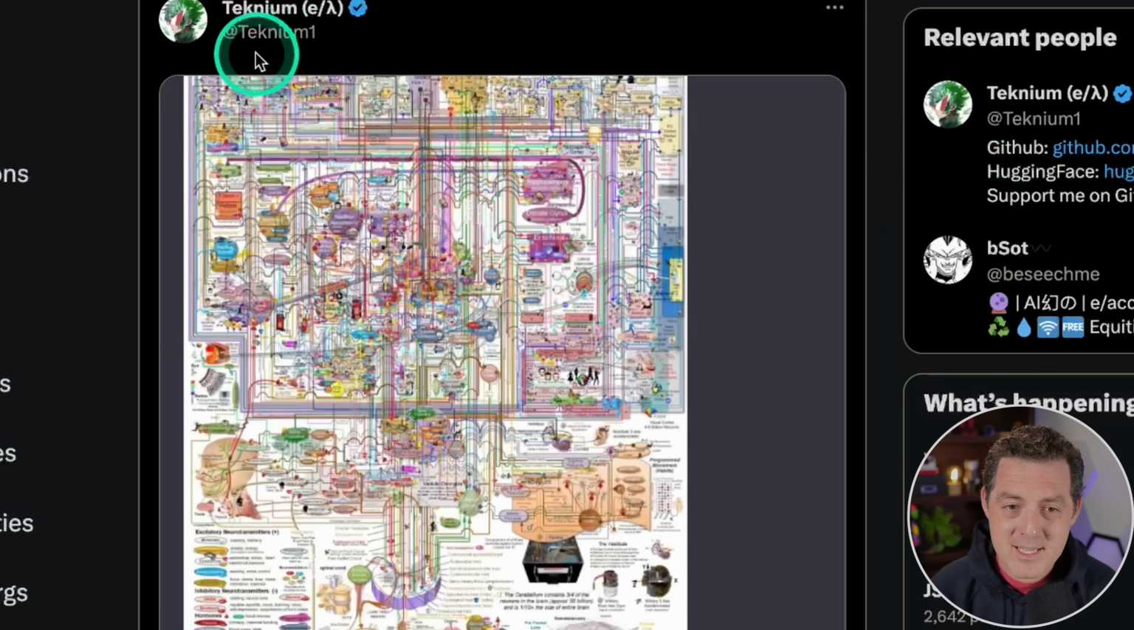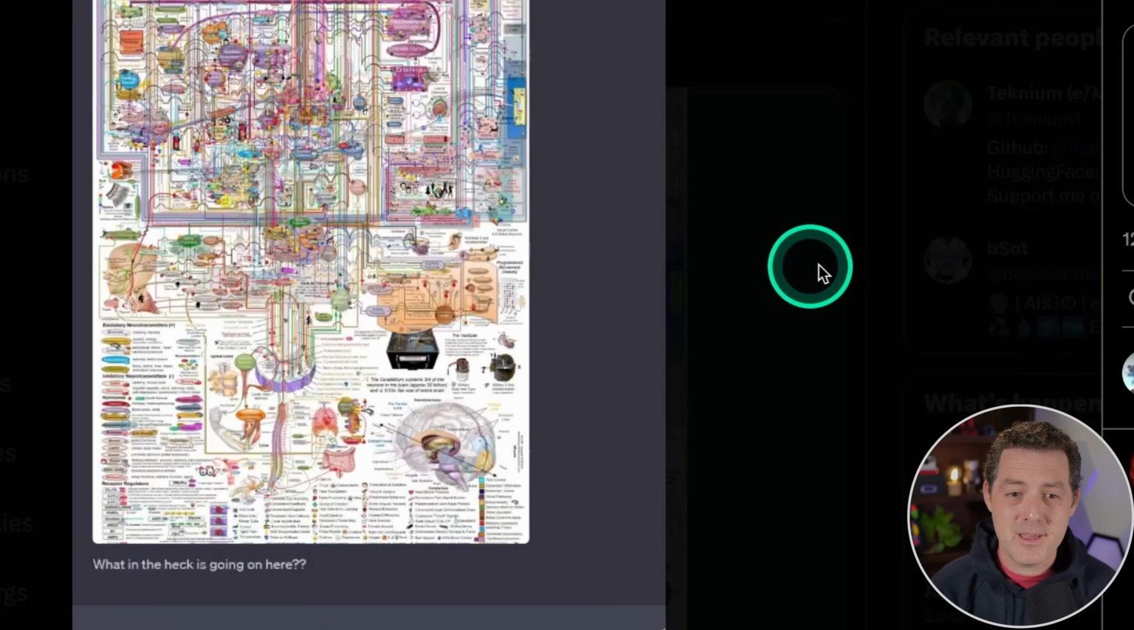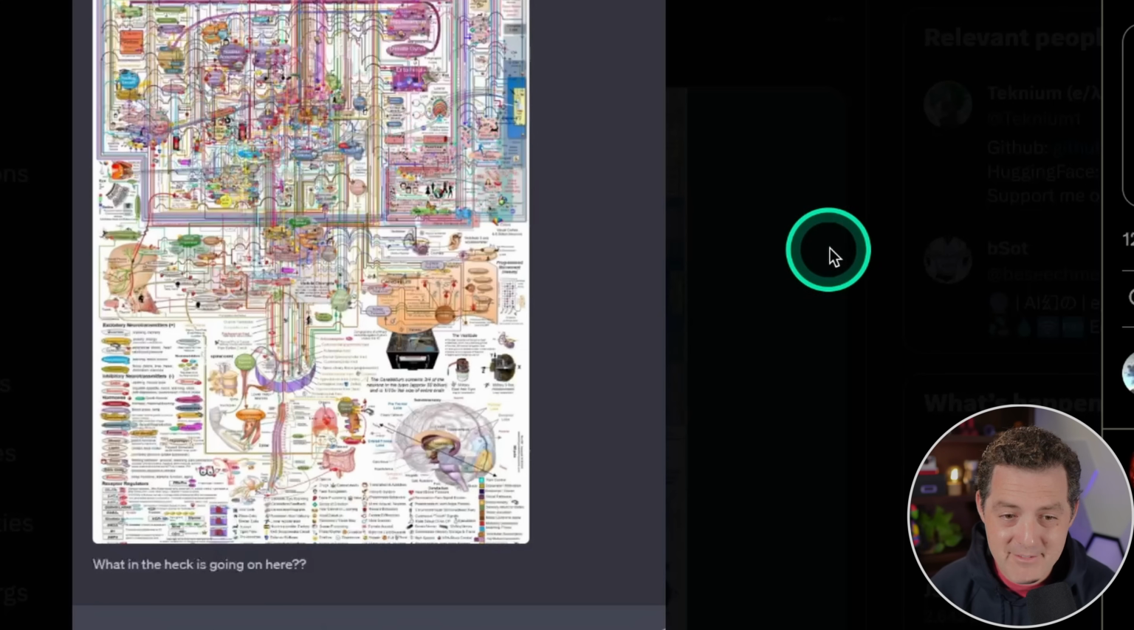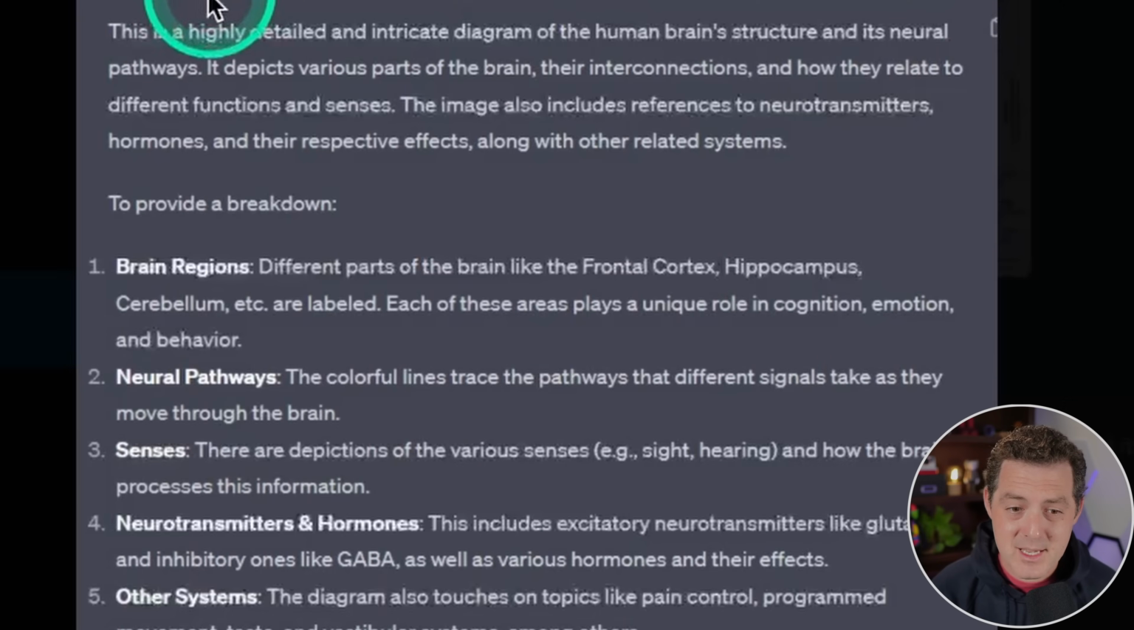This next one is by Technium1. Let's click in. So in this example, somebody uploads an incredibly complex diagram. I can't even tell what's in here, to be honest, if I'm just looking. I'm not able to zoom in very easily without losing resolution, but ChatGPT seems to know what it is. This is a highly detailed and intricate diagram of the human brain's structure and its neural pathways. It depicts various parts of the brain, their interconnections, and how they relate to different functions and senses. The image also includes reference to neurotransmitters, hormones, and their respective effects, along with other related systems.